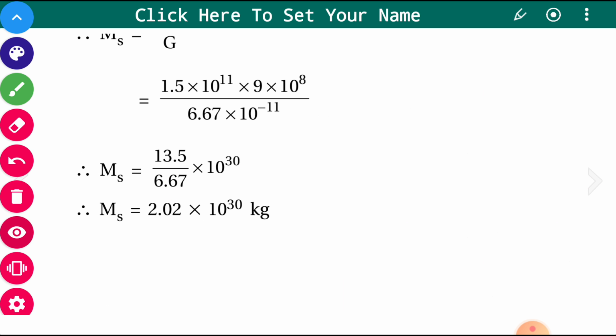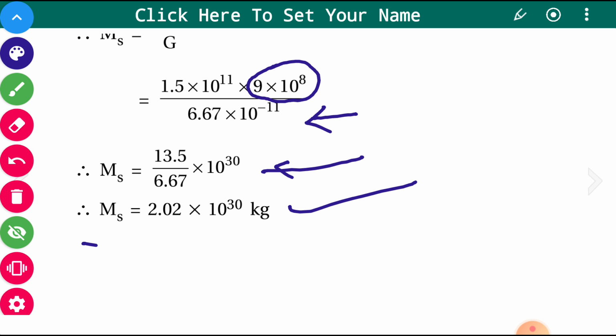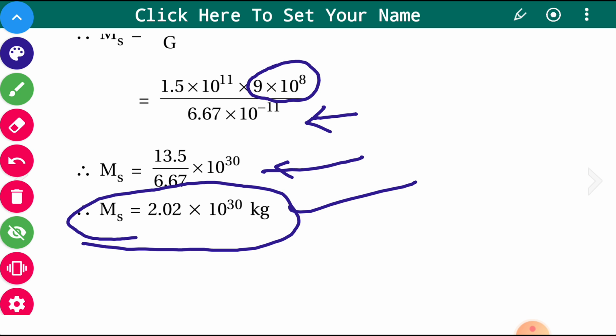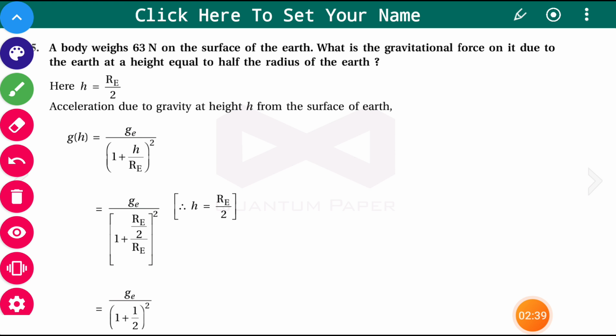Here 9 into 10 raised to 8 it is, and the value of G is known to us, 6.67 into 10 to the power minus 11. Place those values and simplify this, then you get the answer for the mass of the sun, which is about 2.02 into 10 to the power 30 kg.